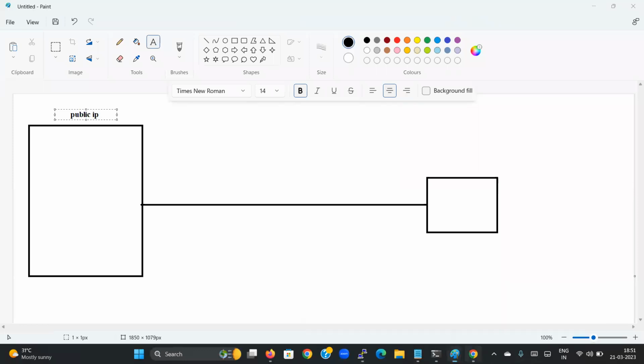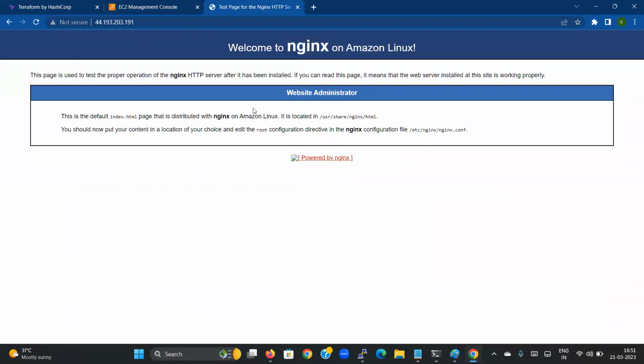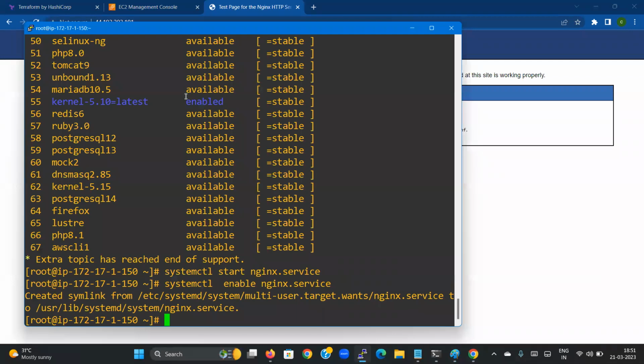So see here, without this public IP, I am unable to get the web access console. At the same time, I am unable to access my server. So the public IP address is very, very important for you. So network is important. In the network, you have the IP address. The IP address is also very important. So it depends upon the IP address only.